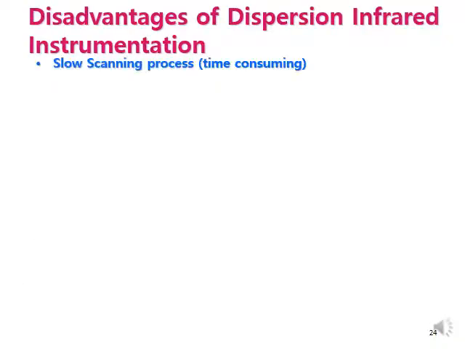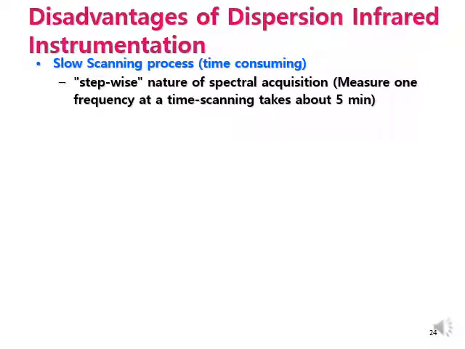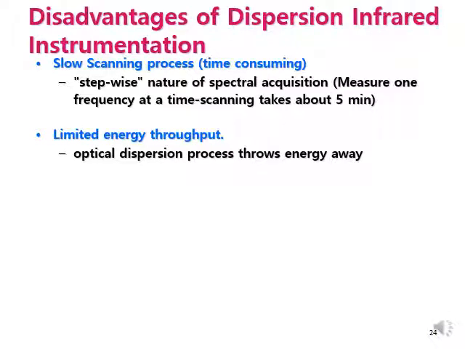Okay, so now let's look at the disadvantages of dispersive infrared instrumentation. Basically, when you use dispersive infrared instrumentation, it requires a lot of time, and to run one sample you will need more than 5 minutes per sample. If you have a lot of samples, then it will become a problem.